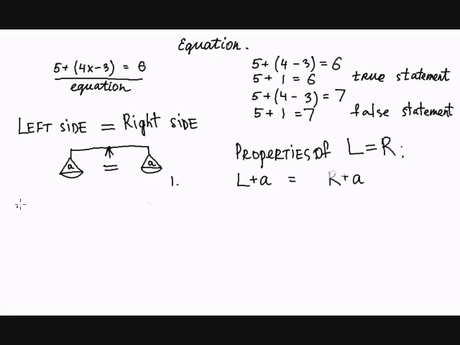The next property is the multiplication property of an equation. Again, if we have the left side equal to the right side of the equation, we can multiply the left side by some non-zero number and the right side by the same non-zero number, and that multiplication preserves the equality of the left side and the right side.